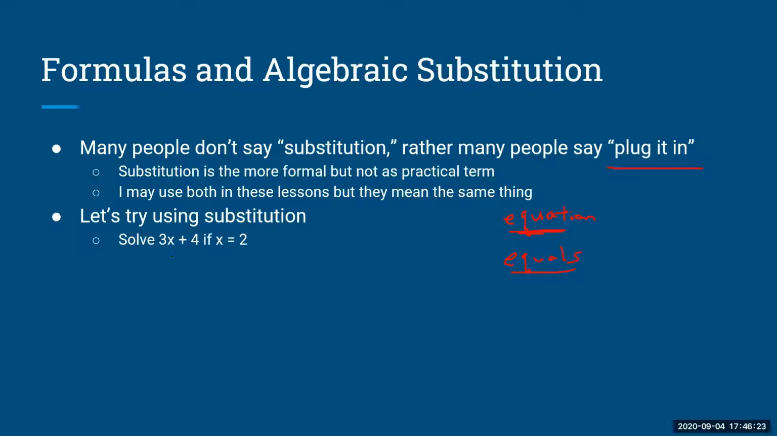You guys already know this. Solve 3x plus 4 if x equals 2. You know what x equals now, because I just told you. So you plug in 2 for x and do 3 times 2 plus 4, which is 6 plus 4, just 10.